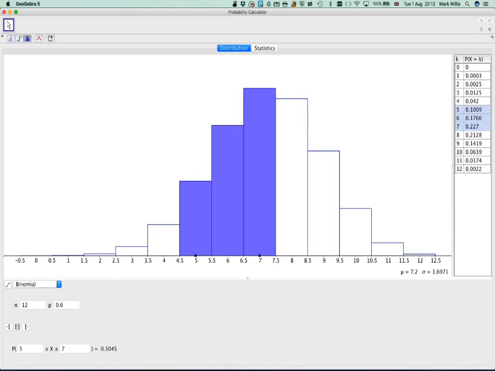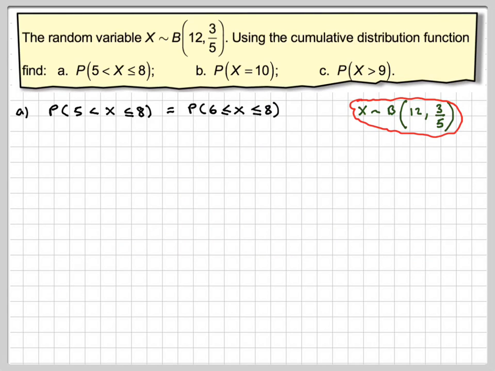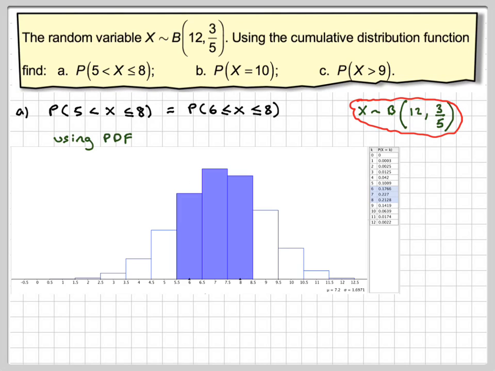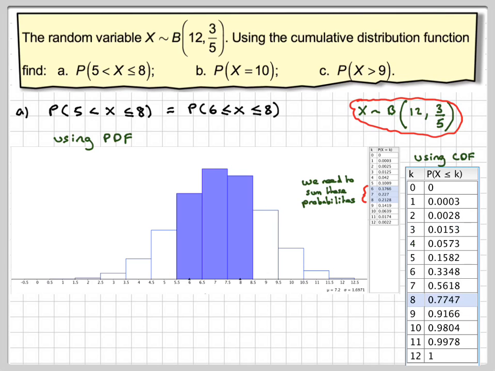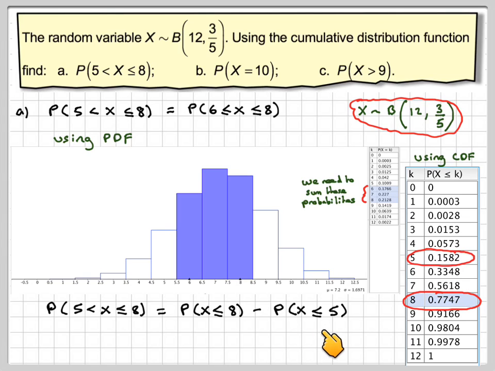Let's just set that up again, 6 and 8. Because what you're going to do is take all of those and then subtract those. So using the PDF, we would have to add together these three probabilities. Using the CDF, the probability of being between 5 and less than or equal to 8, we need to take the probability of x being less than or equal to 8, which is that one there, and then subtract from it the probability that x is less than or equal to 5.